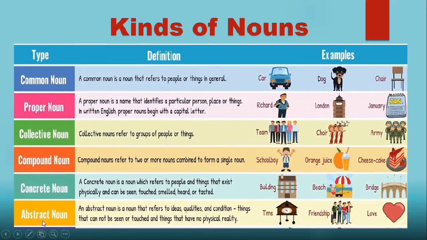Okay. So coming to the next one, abstract nouns. An abstract noun is a noun that refers to ideas, qualities, and conditions, things that cannot be seen or touched, and things that have no physical reality, like time. Now if I say, time is flying, hurry up. So now in this sentence, time is my noun, but I cannot touch it.